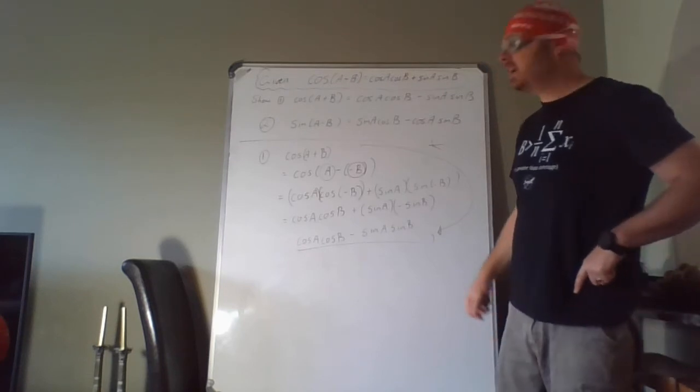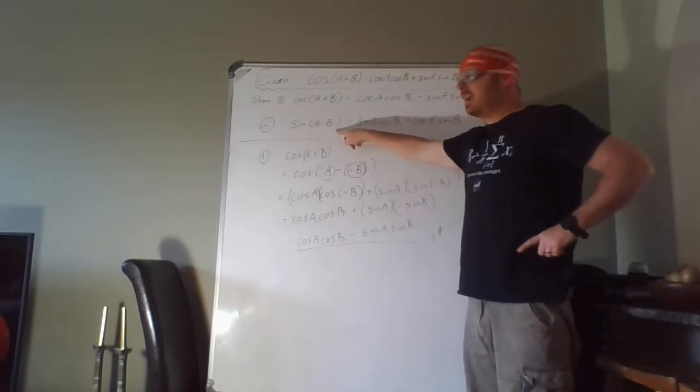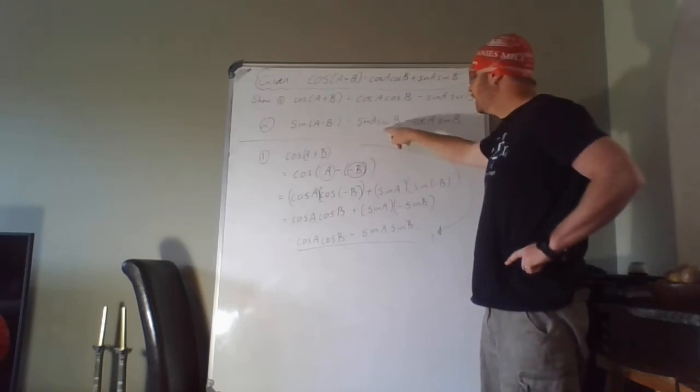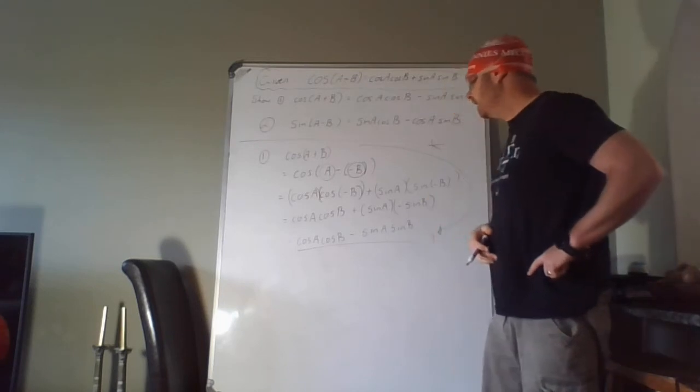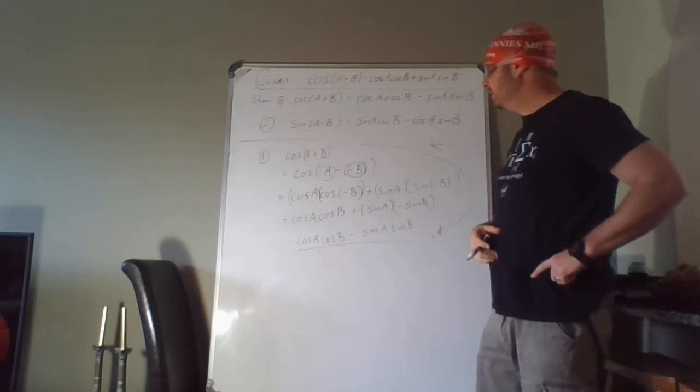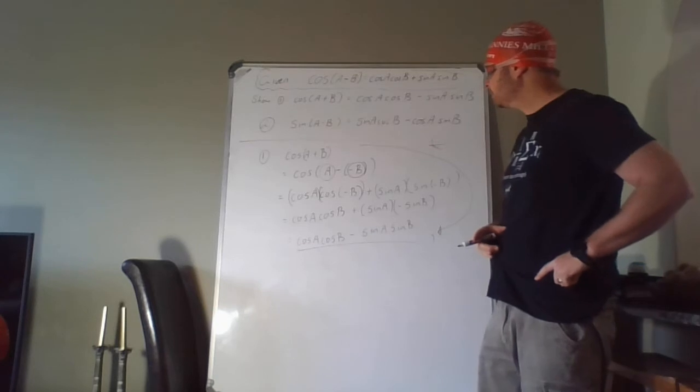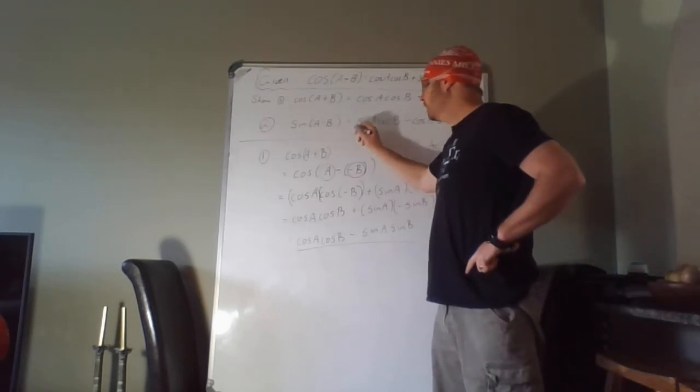Right, the next one I want you to try is show that sine a minus b is equal to sine a cos b minus cos a sine b. Your little hint, okay, is you're going to have to use the reduction formula for 90 degrees. Okay? And in fact, give it a go.